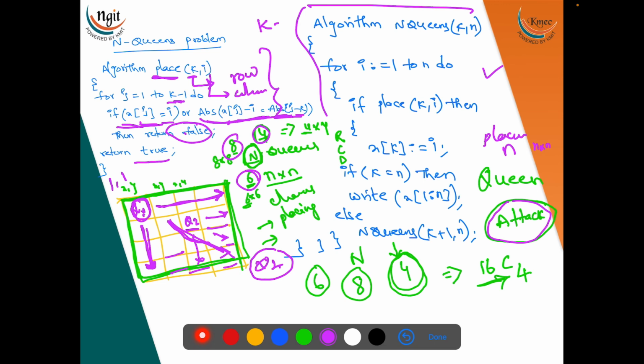If k is equal to n, then write x 1 to n, else n queens k plus 1 comma n. Now, at this point, we might wonder how effective function n queens is over the brute force approach. For an 8 by 8 chessboard, there are 64 to the power 8 possible ways to place 8 queens, or approximately 4.4 billion 8 tuples to examine.